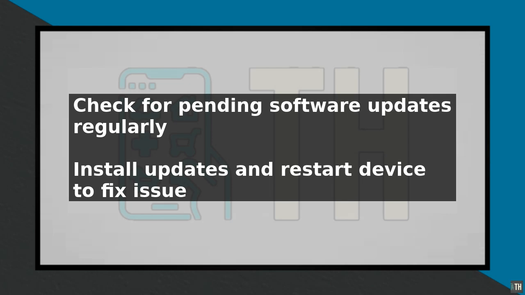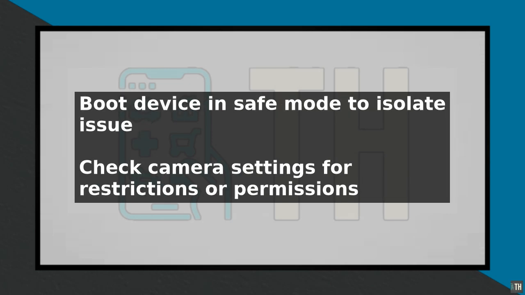Additionally, check the camera settings to ensure that the camera is not restricted. Go to Settings, then Apps, and select the camera app. Look for any restrictions or permissions that may be blocking the camera.